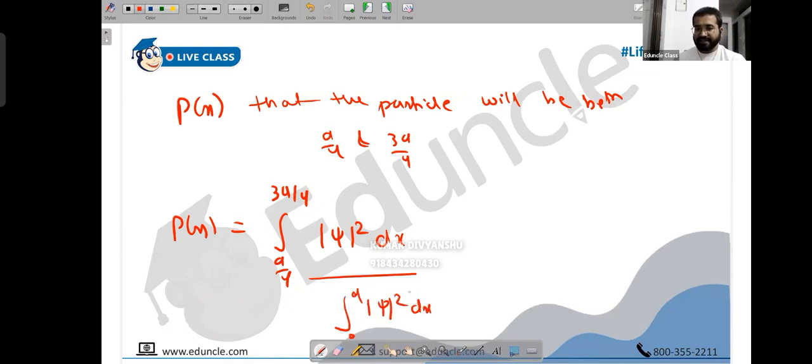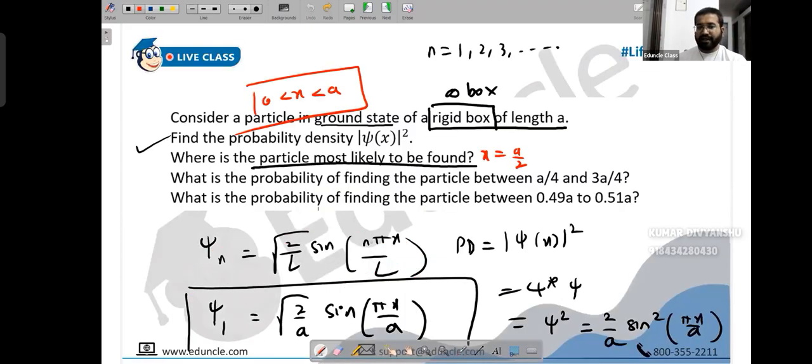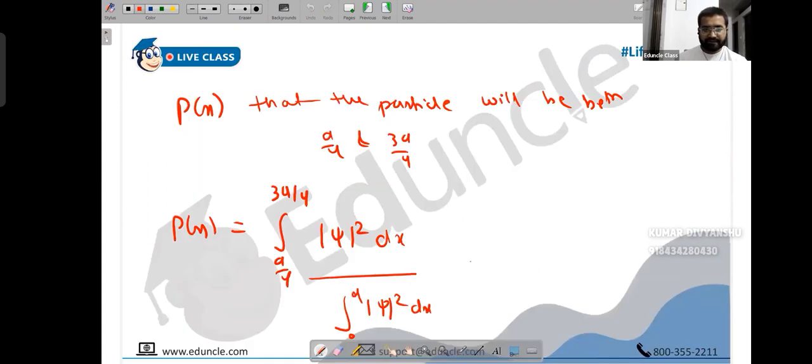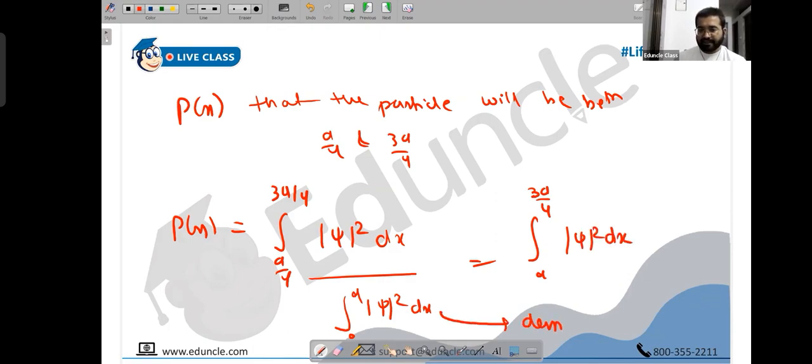But this is already normalized. Denominator is already 1, because this is a normalized wave function, people. So don't worry about the denominator. You can just say the answer is a by 4 to 3a by 4 of mod psi square dx, because the denominator is 1. It's normalized, no? Tell me if you have any questions. Don't hesitate.